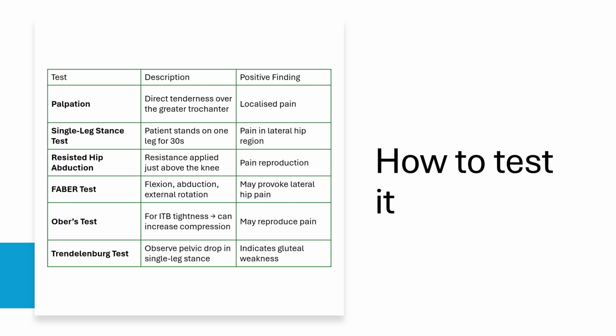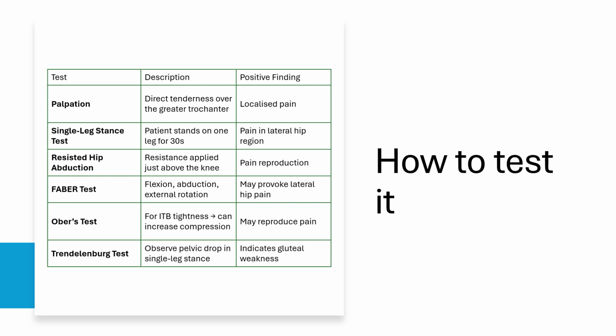Now, there are many ways to test whether the individual has gluteal tendinopathy. A lot of this information will come from the subjective assessment, when you talk about what aggravates the injury, when does it, where is the pinpoint, the palpation of the pain. But other tests that we can use: the single leg stance test, where the patient might feel pain in the lateral hip region. We can do resisted hip abduction, and this is where pain will be reproduced.